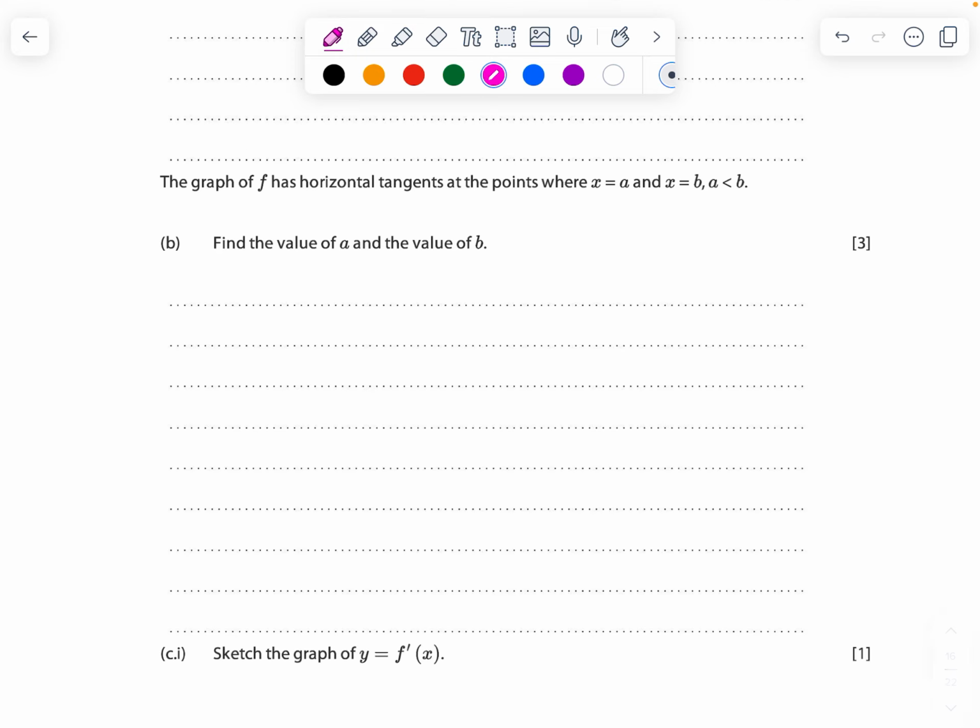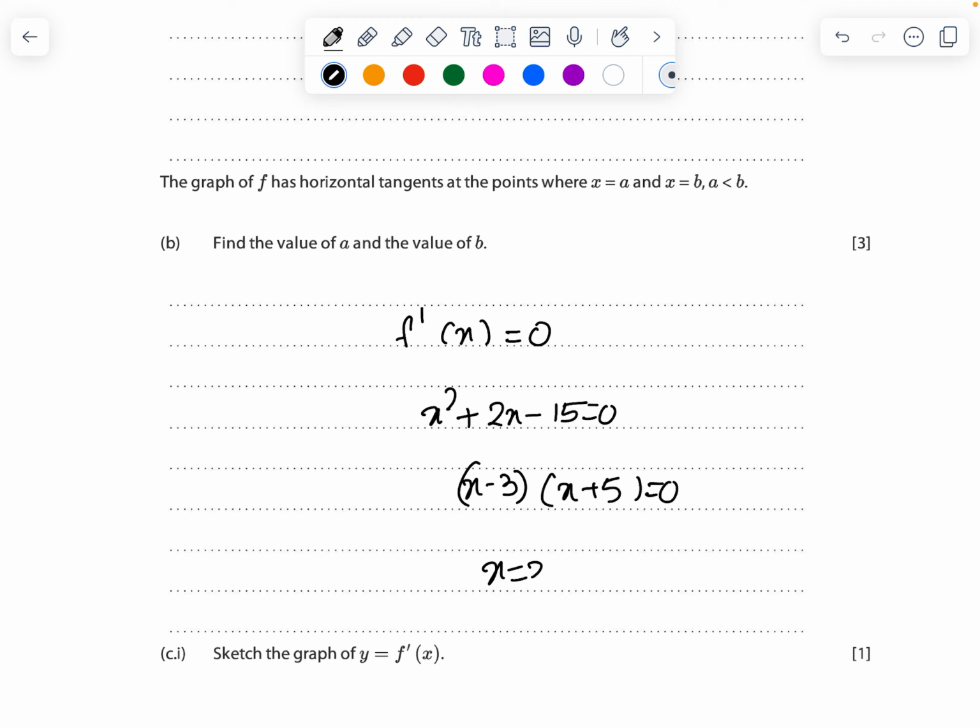The graph of f has horizontal asymptotes at x equals a, x equals b. Find the values of a and b. Horizontal asymptotes means the first derivative should be equal to 0. So at the maximum point and minimum point we are going to get the derivative equal to 0. So it becomes x minus 3 times x plus 5 equals 0. So x equals 3 and x equals negative 5. So a equals negative 5, the lower value, and b equals 3. So method 1 mark, A1 and A1.